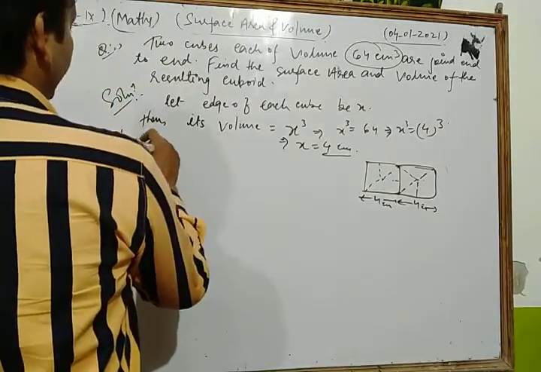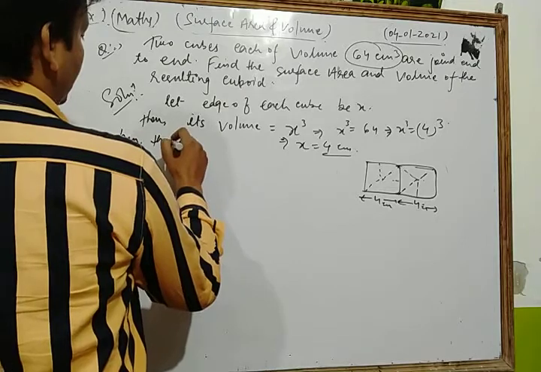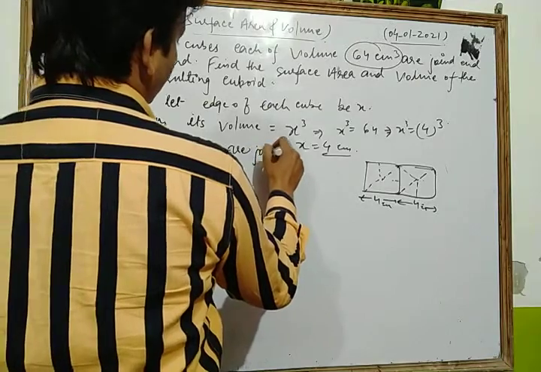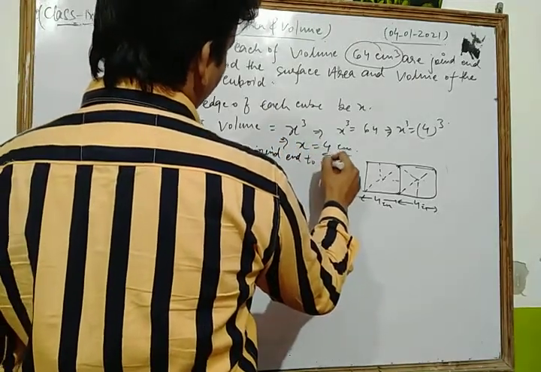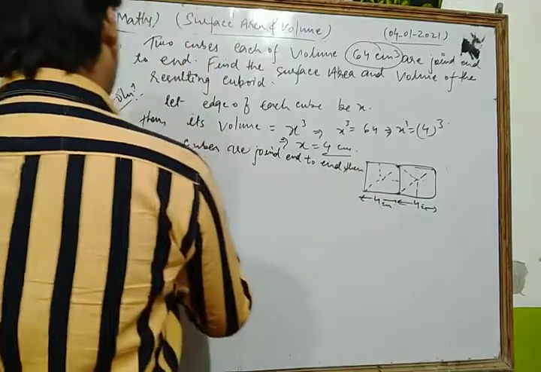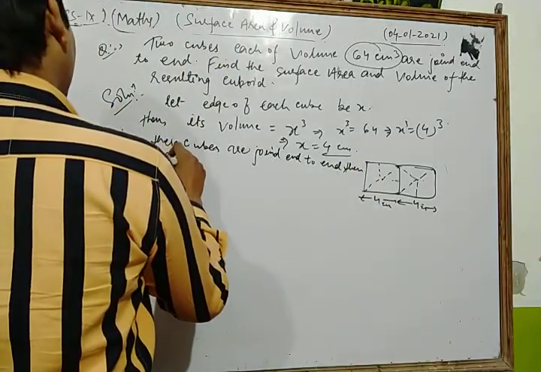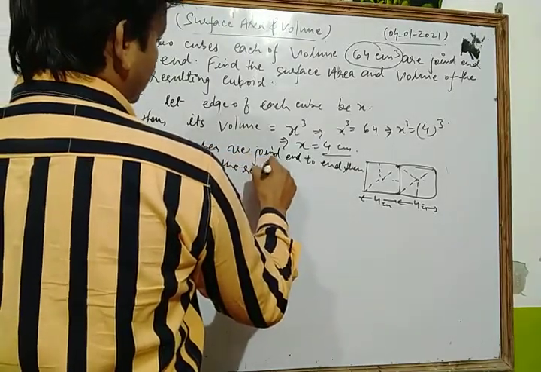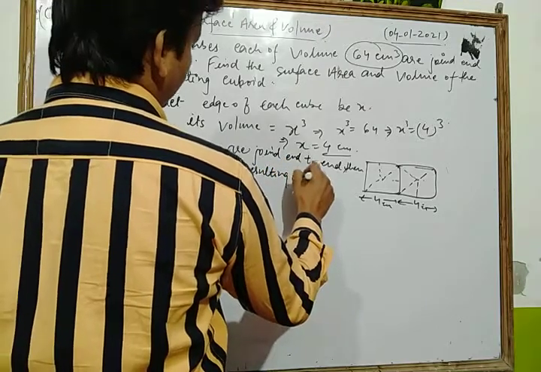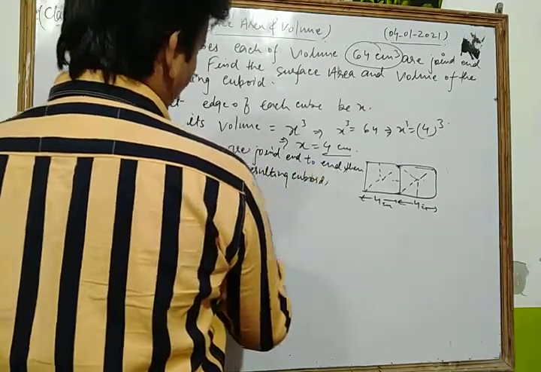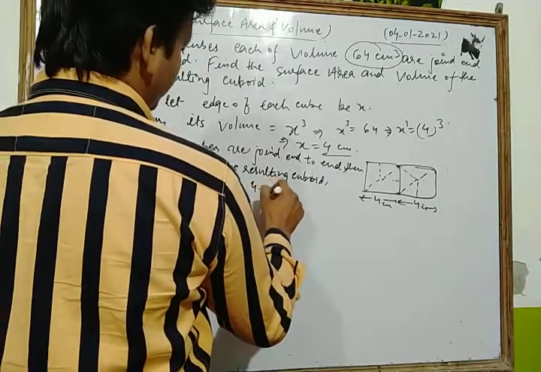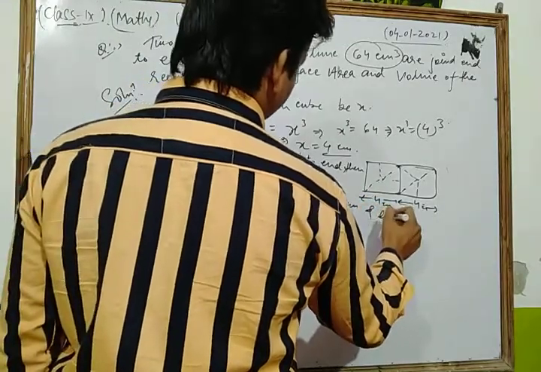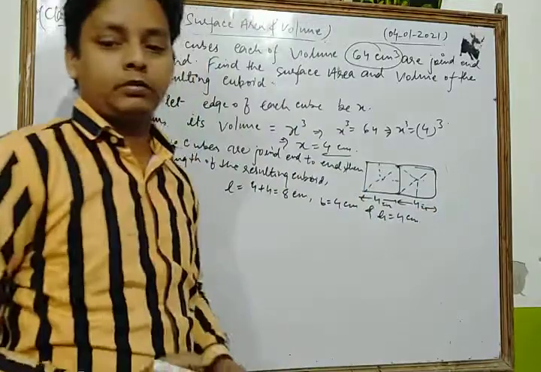When we write in this way, when these cubes are joined end to end, then the length of the resulting cuboid, L, means what? This is 4 plus 4, this is 8 centimeter. Breadth is the same as 4 centimeter and height is also the same as 4 centimeter.